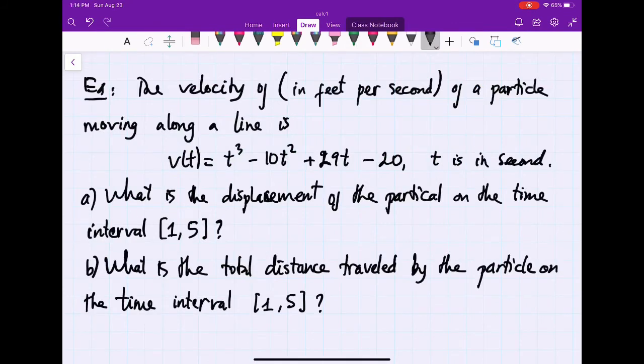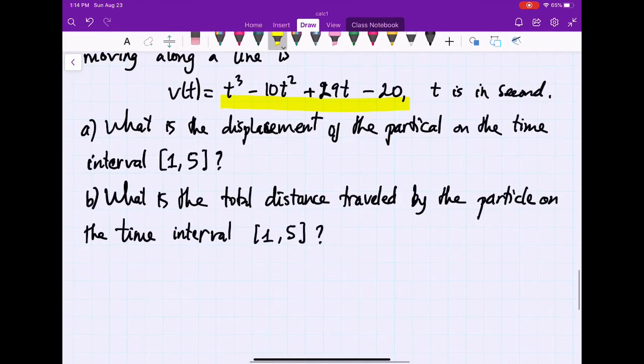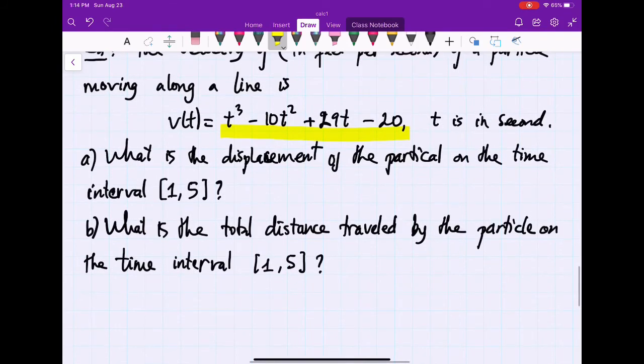The velocity of a particle moving along a line is v(t) equal to t cubed minus 10t squared plus 29t minus 20, where the velocity is in feet per second and t is in seconds. Okay, the first question is, what is the displacement of the particle on the time interval [1, 5]? So they ask about the displacement, right? Means the net change. Does that make sense?